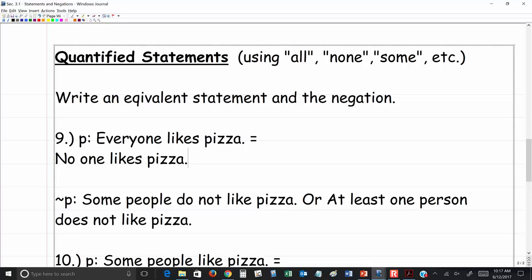So, everyone likes pizza, that is false. I'm sure there's at least one person we could find that does not. So this would be false, this would be true.